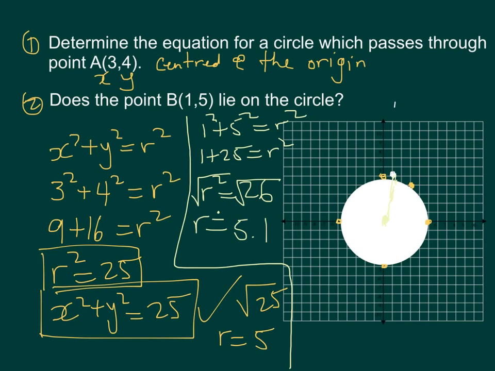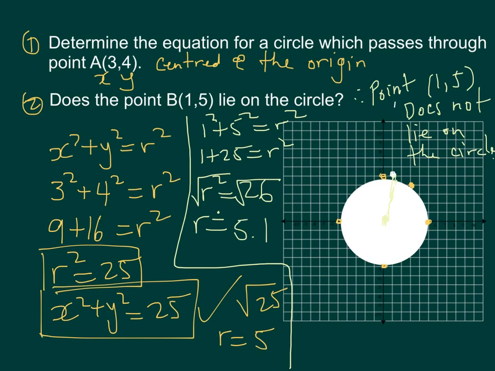So again, the radius is bigger than the radius from the original equation, so therefore we know the point 1, 5 does not lie on the circle. Okay, and that's it.